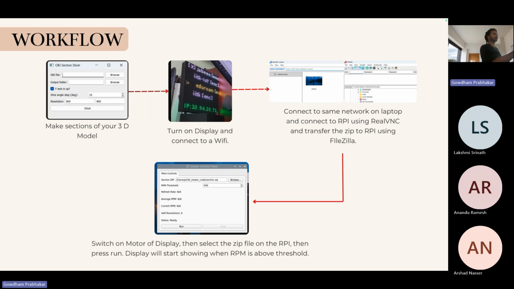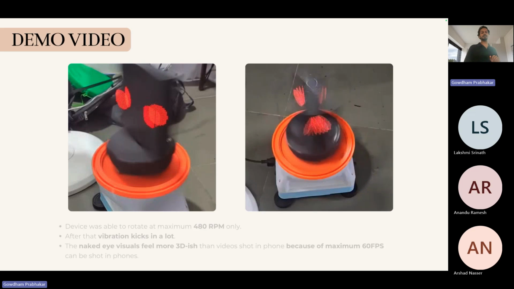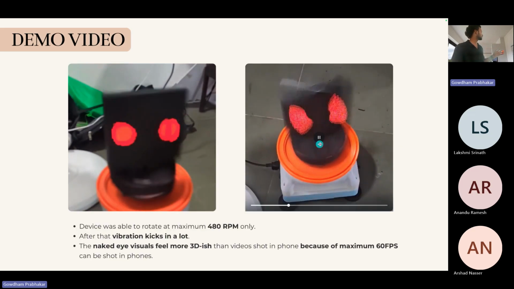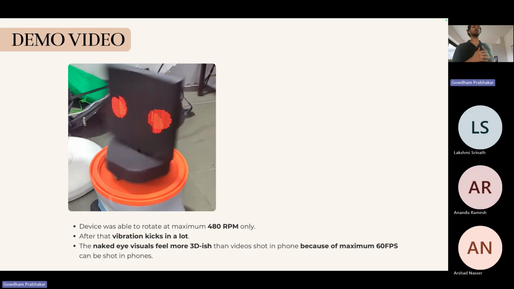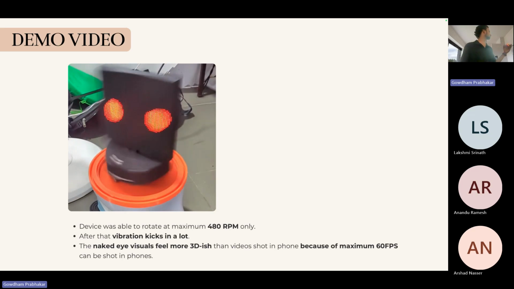That way, I will say some problems with it now. So it will start showing the 3D sections. So this is the first demo of this thing. In this also, when we shoot with phone camera, it won't give the correct output because of frame rate issue. But in real eye, it is much better.